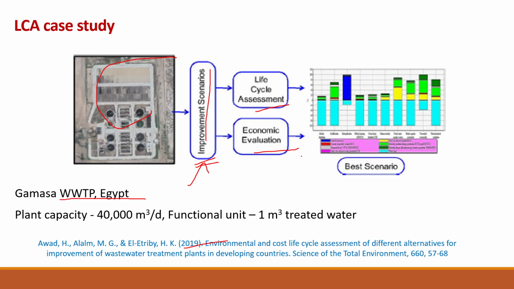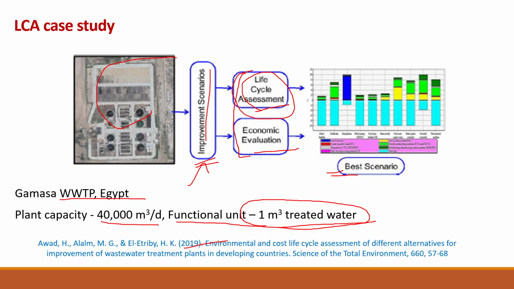So in today's era, environment and economics both have to be taken parallelly, and these are two of the most important parameters, right? So after conducting both the assessments, they have finally come up with the best scenario. So LCA basically deals with your environment part, right? So this wastewater treatment plant has a treatment capacity of 40,000 meter cube per day. And as I mentioned earlier, the functional unit is 1 meter cube of treated water. So this is mostly the functional unit when we are talking about any wastewater treatment plant.